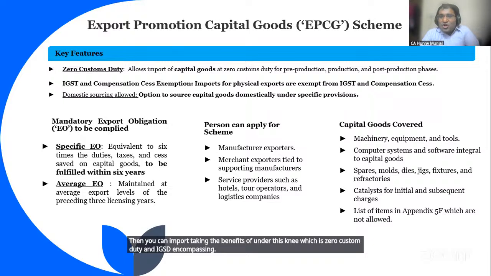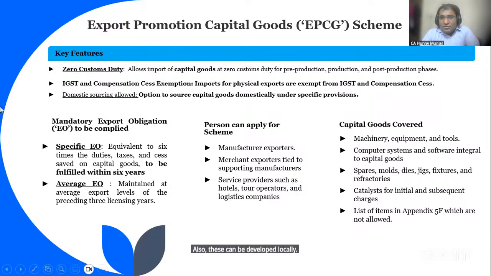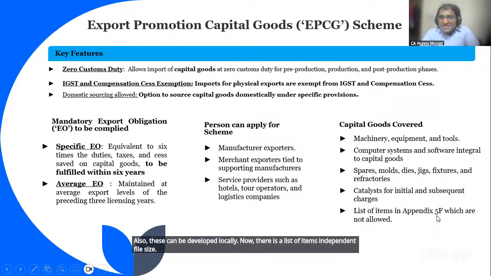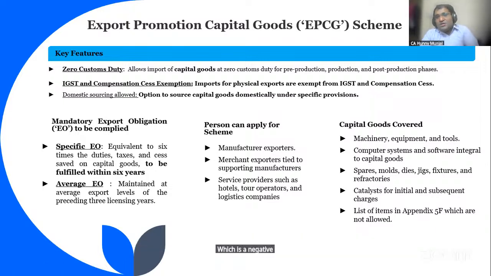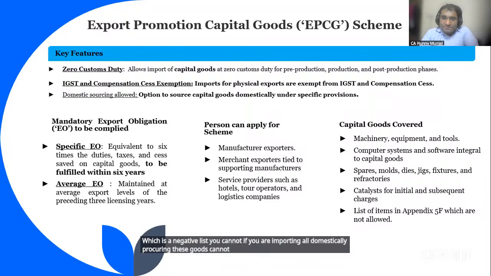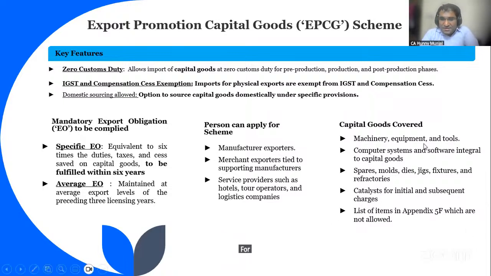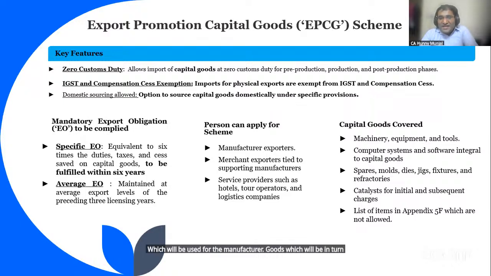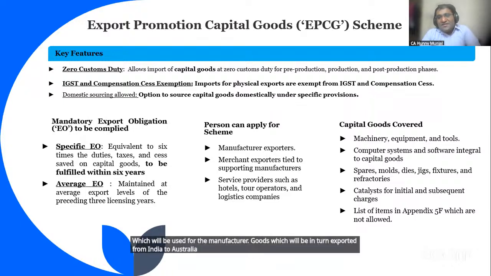Also, these can be prepared locally. Now, there is a list of items in Appendix 5F, which is a negative list. If you are importing or domestically procuring these goods, you cannot take a benefit of this scheme for these goods. But majorly, if you are importing machinery which will be used for the manufacture of goods, which will in turn be exported from India to outside India, you can take a benefit of this EPCG scheme.